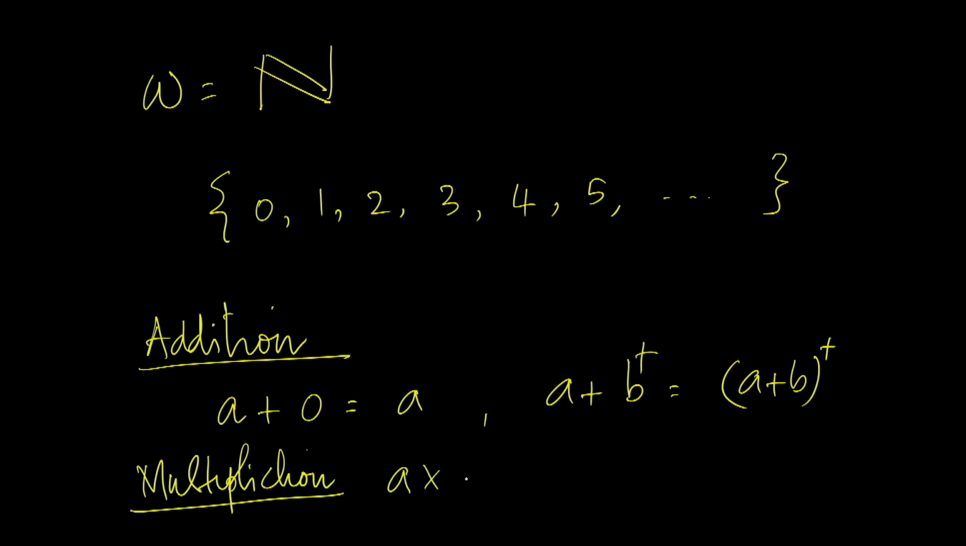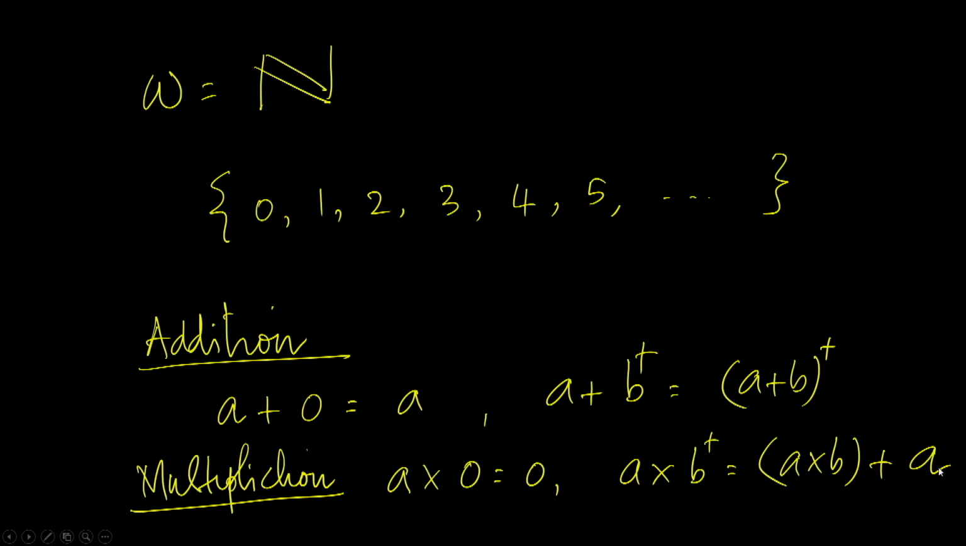Multiplication is defined thus: a into 0 is 0, and a into the successor of b is a into b plus a. So, multiplication is defined using addition, and addition is defined using the successor function. So, in this manner we can construct natural numbers and the two operations addition and multiplication. You can verify that once we define numbers in this manner, then all of Peano's axioms will be satisfied.